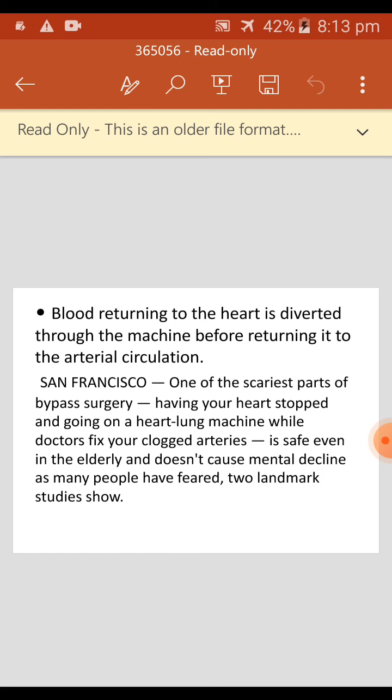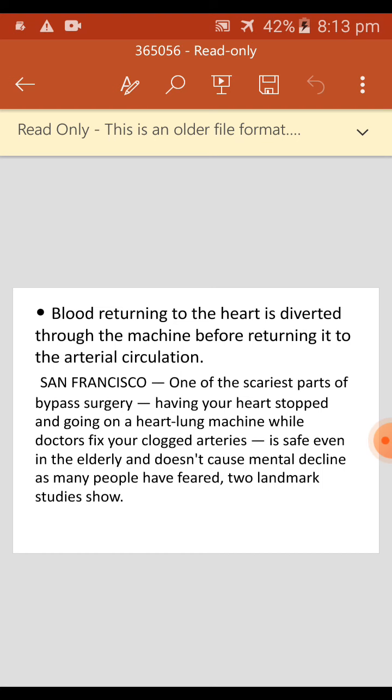Rollers move outward symmetrically and block the inserted tube evenly to reduce erythrocyte damage caused by shear stress or direct crushing. Blood returning to the heart is delivered through the machine before returning into the atrial circulation.